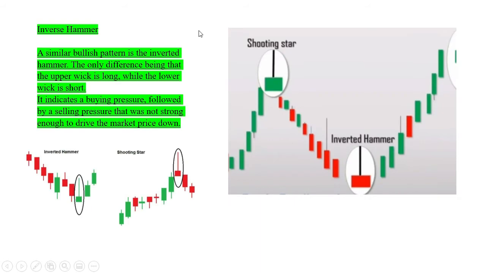That's the inverted hammer. It's a similar bullish pattern, the only difference being that the upper wick is long while the lower wick is short. It indicates a buying pressure followed by a selling pressure that was not strong enough to drive the market price down. So when we see the inverted hammer, this is a bullish pattern indicating that the bulls are standing strong at support and there is selling pressure trying to drive the price down, but the bulls are standing strong, which are the buyers, and they're not allowing price to drive lower. So they're standing their ground.